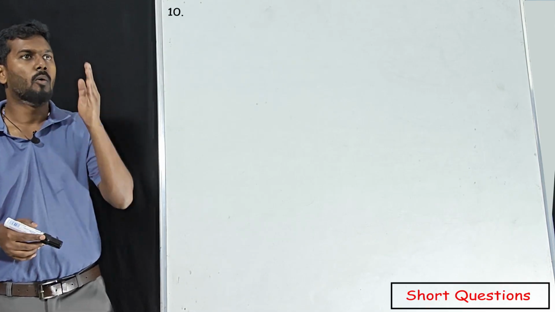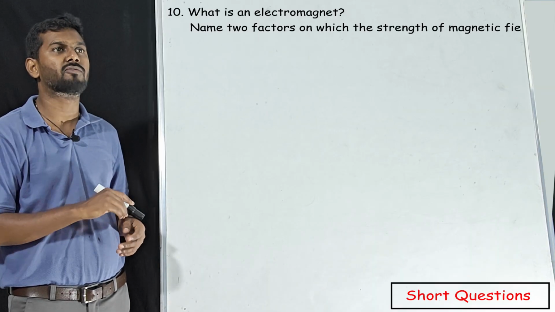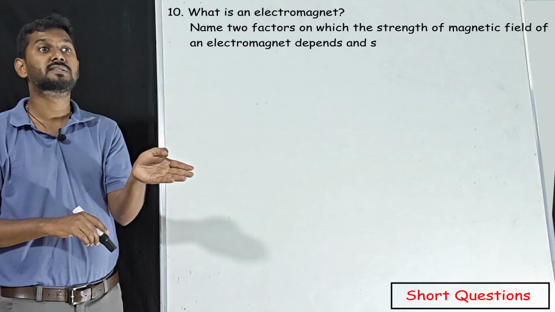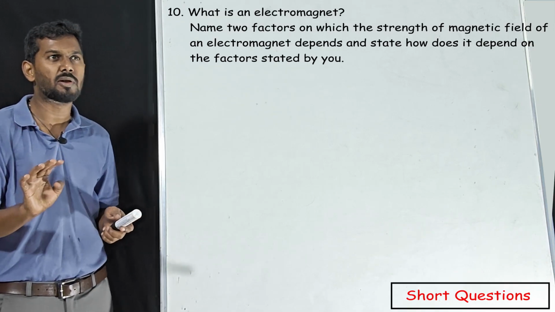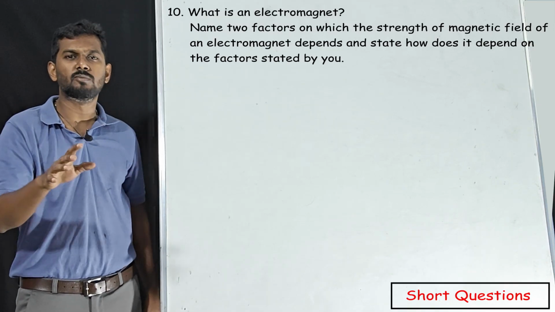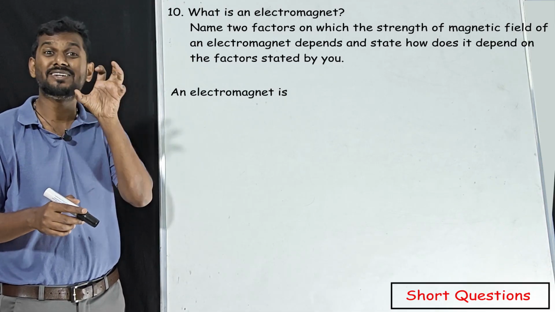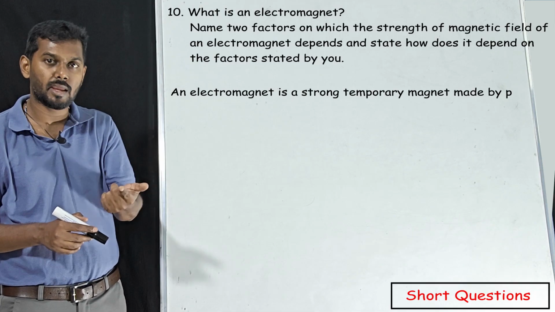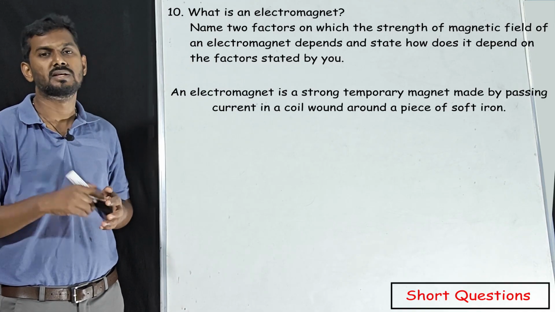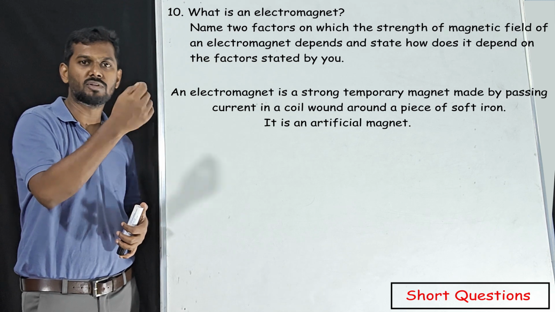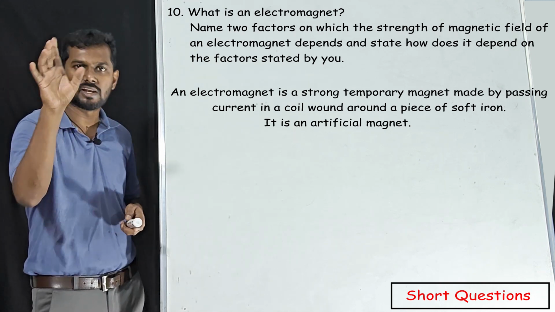Our next question, what is an electromagnet? Name two factors on which the strength of magnetic field of an electromagnet depends, and state how it depends on the factors stated by you. Very simple question. First we'll write the definition. What is an electromagnet? Electromagnet is a strong temporary magnet made by passing a current in a coil wound around the soft iron. It is also called an artificial magnet. So this is the definition.